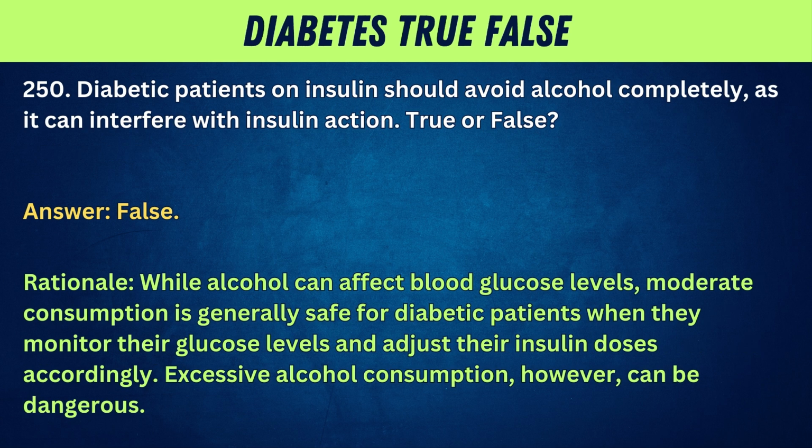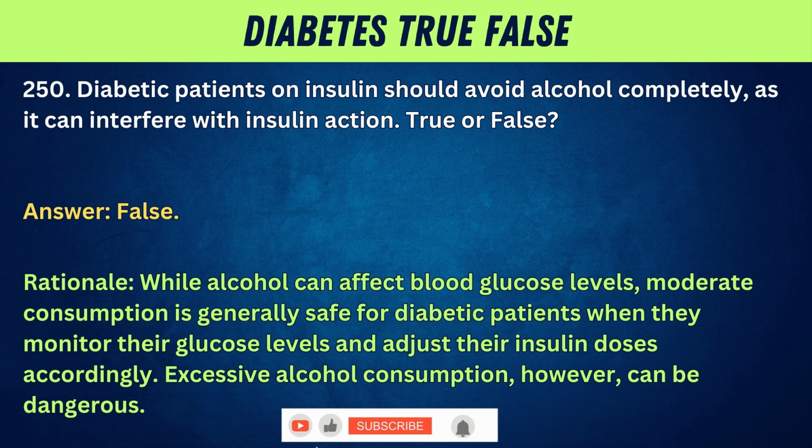250. Diabetic patients on insulin should avoid alcohol completely, as it can interfere with insulin action. True or false? Answer: false. Rationale: while alcohol can affect blood glucose levels, moderate consumption is generally safe for diabetic patients when they monitor their glucose levels and adjust their insulin doses accordingly. Excessive alcohol consumption, however, can be dangerous.